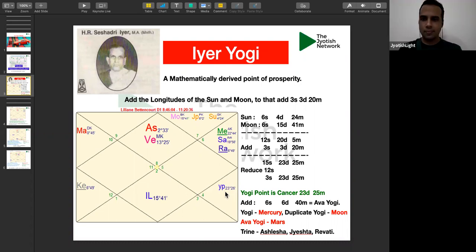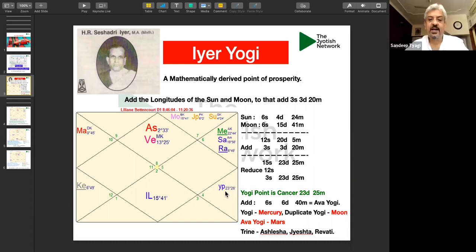So let's make a distinction between the two. When we arrive at planets, Mercury, Moon, Mars could be the yogi, duplicate yogi, whichever planet. So it's a planet. Planets are related to dasha sequences, right? So the dasha and the yogas that they make. The yogi point per se is a point in the chart, right? So does it have any relevance? Does it not have a relevance?